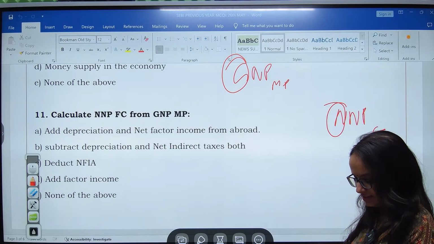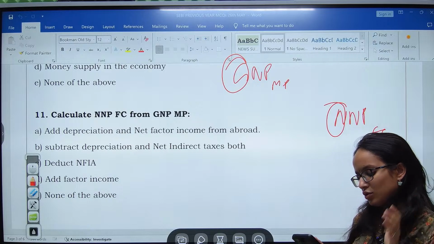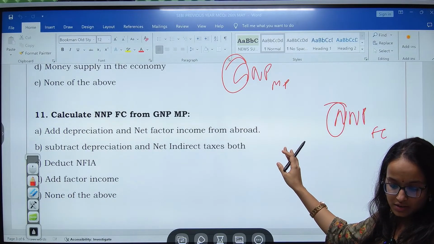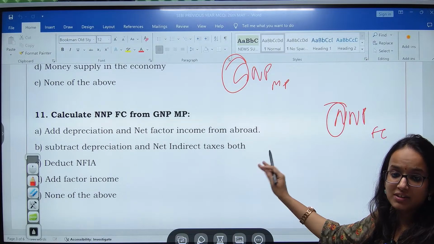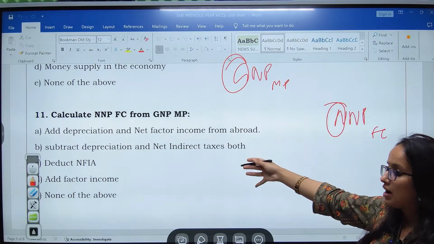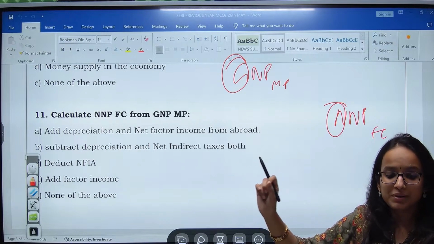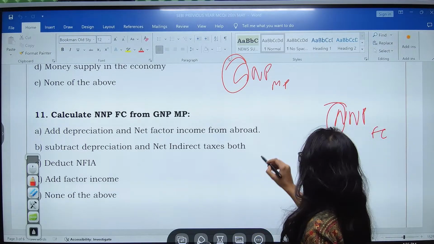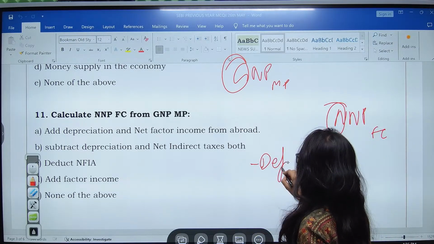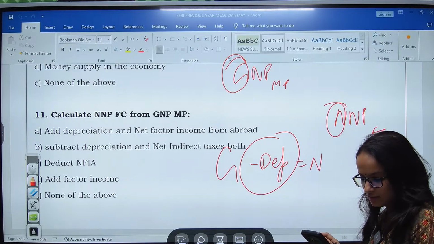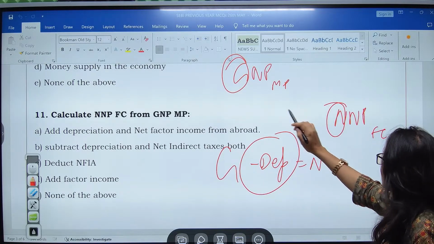What taxes? No taxes. Here you don't have anything to do with the taxes, okay? Remove depreciation. I told you in the initial formula that the difference between G and N is depreciation. So you deduct depreciation, okay? You minus depreciation from G, which gives you N. Clear? So you have converted G to N.